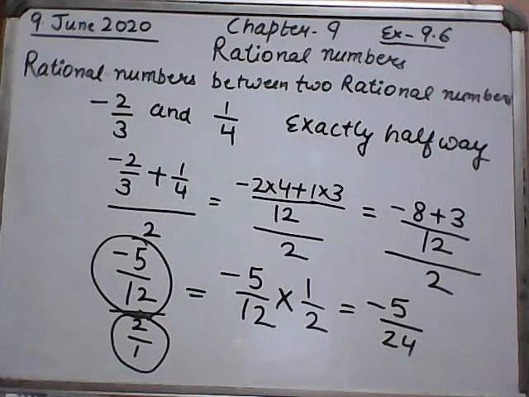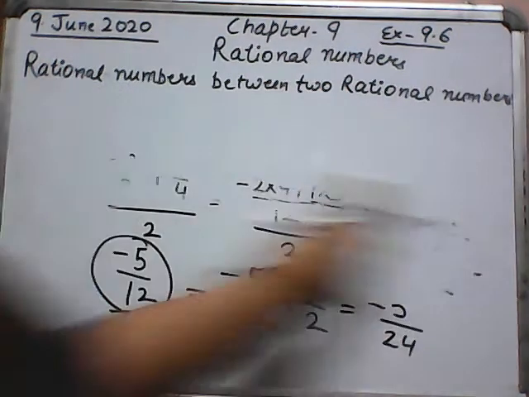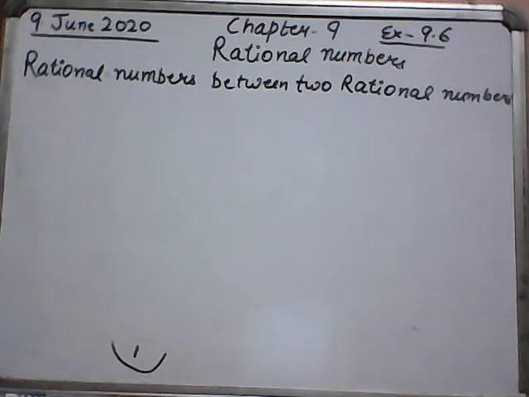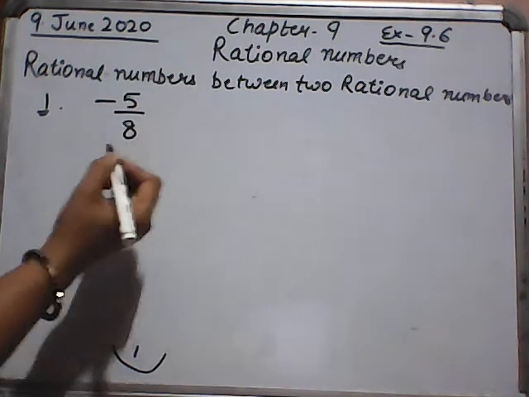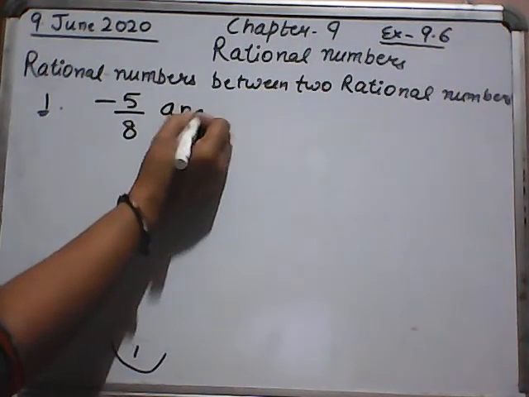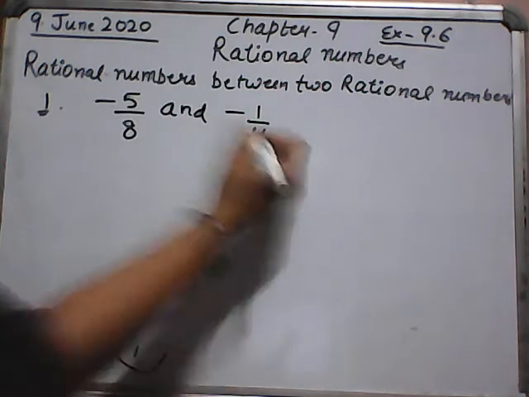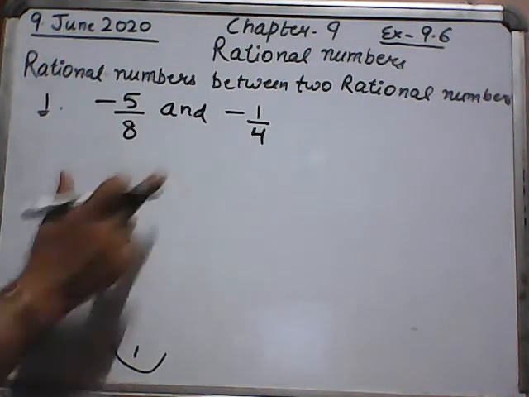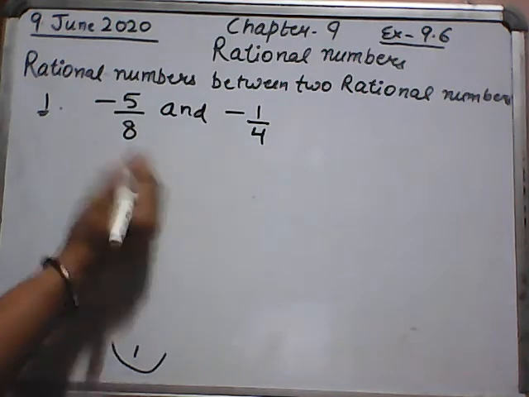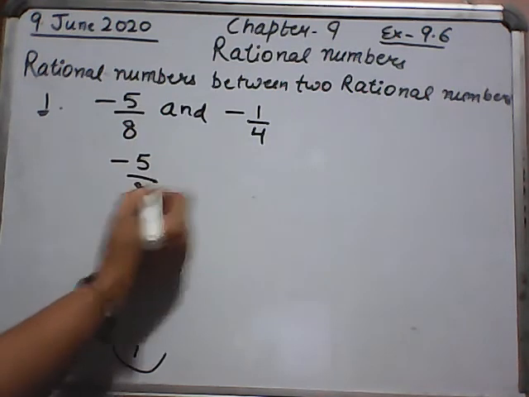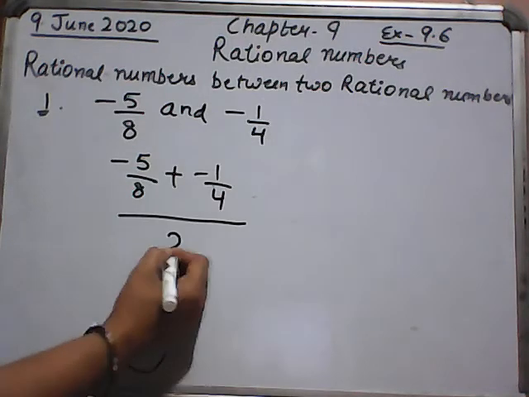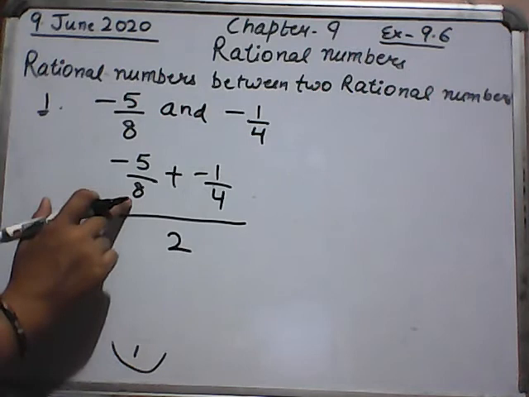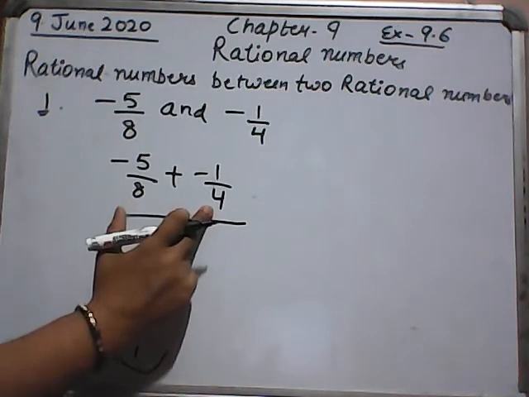Let's take another question. Question number 1 of exercise 9.6. We have to find the halfway between these two rational numbers, minus 5 by 8 and minus 1 by 4. You have to find exactly halfway. Halfway means you have to find your average. First number plus second number whole divided by 2. Now in this rational number denominator is 8. In this rational number denominator is 4.